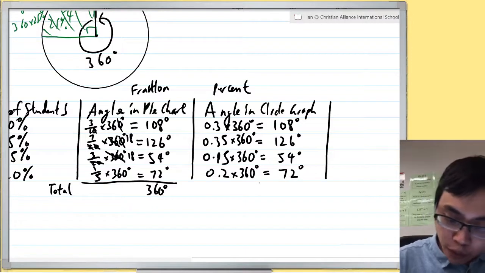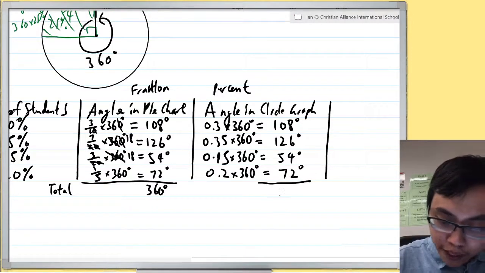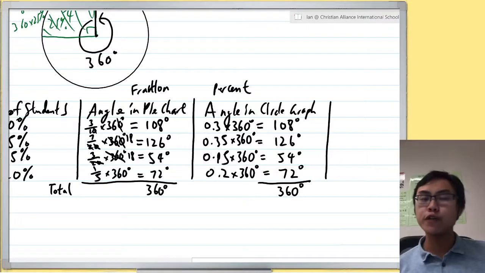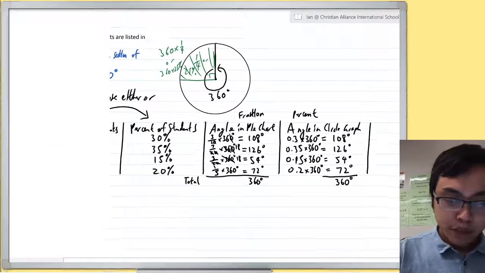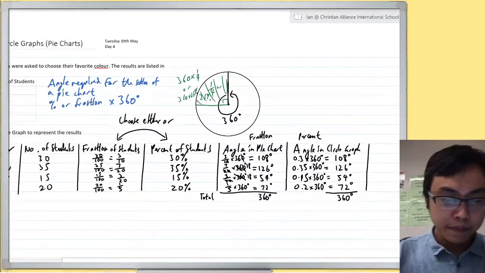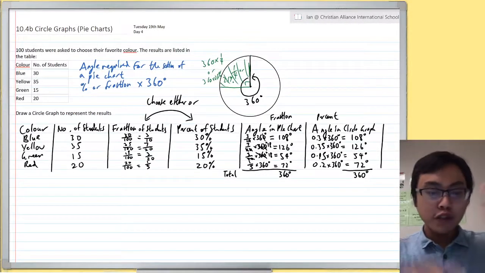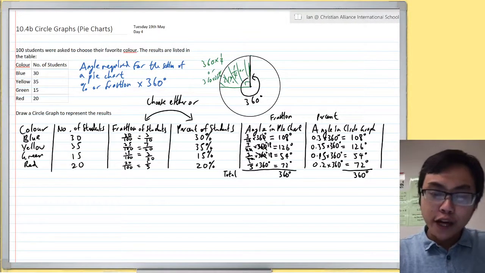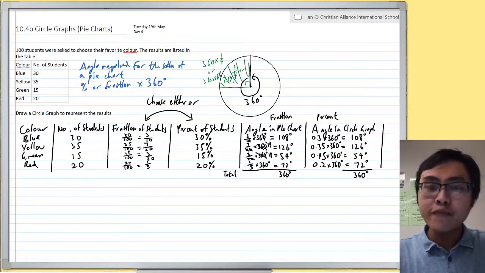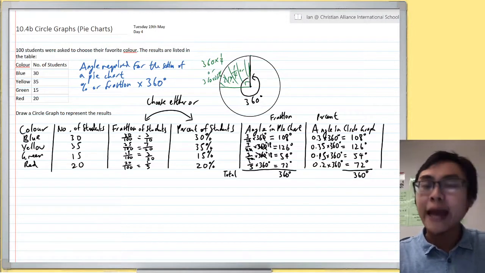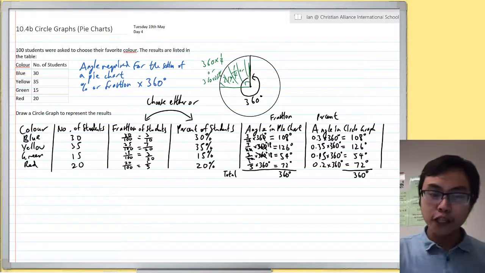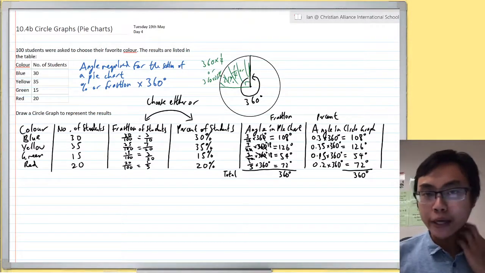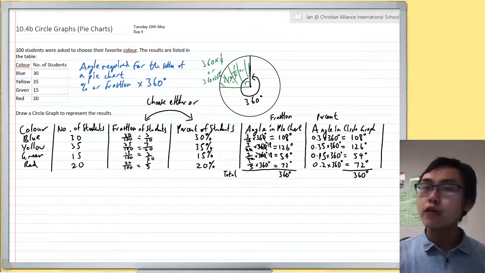And then again, you want to add them up just to make sure that it adds up to 360 degrees. So this is the first part. You want to draw a table in which first you calculate either the fractions or the percent, and then you calculate what the angle in the pie chart will be based on your fraction or the percent. I've shown you both ways, and we will do another example later.